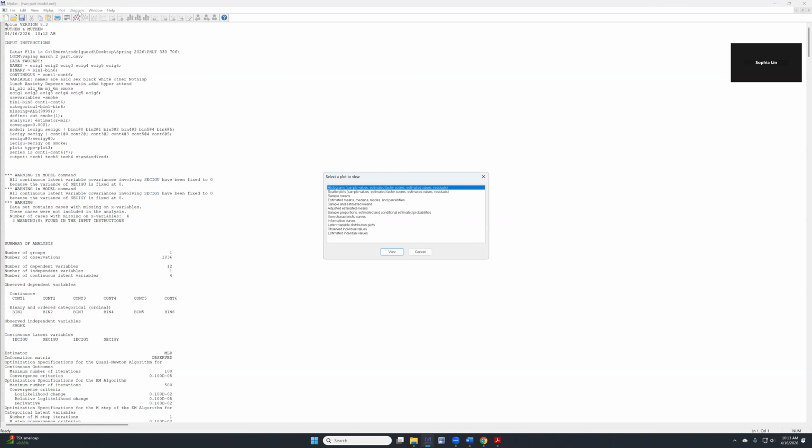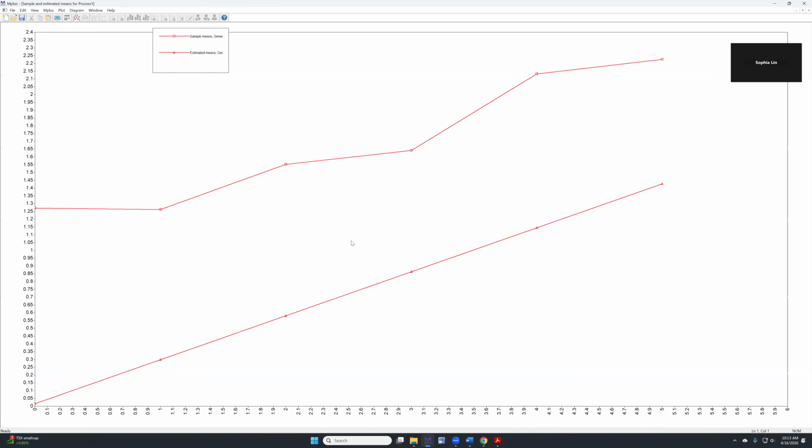So this button here allows me to go to the figure. So what do I want to see? Histograms, scatter means, estimated means, medians, percentiles, sample and estimated means. So I think this is what I want. Sample and estimated mean. Let's take a look. There you go. So it shows me the estimated means.